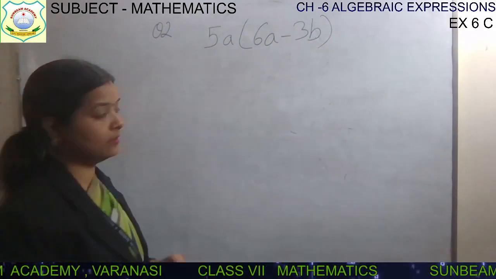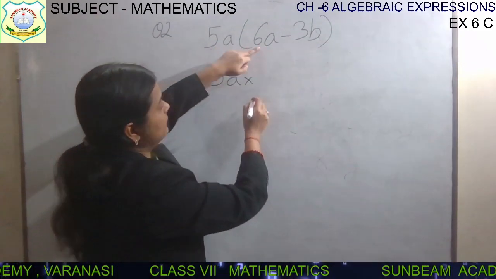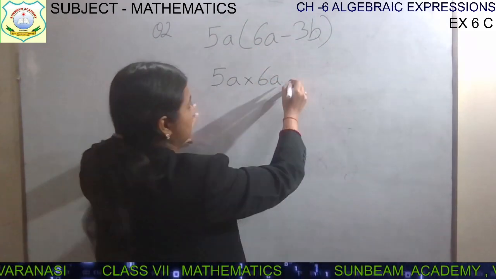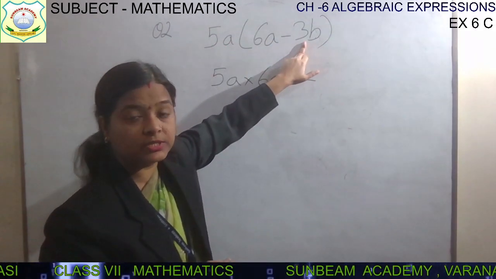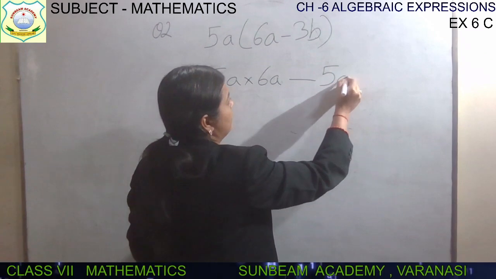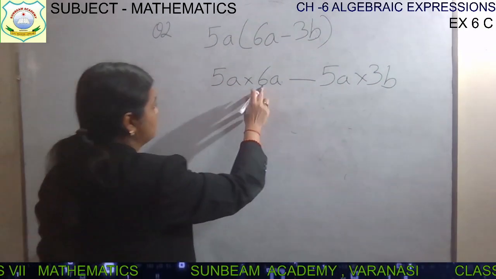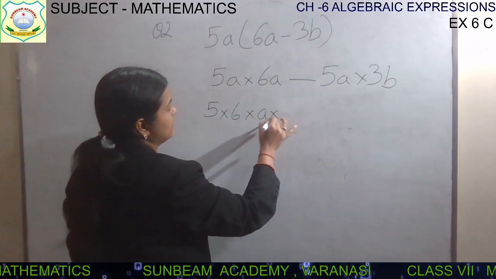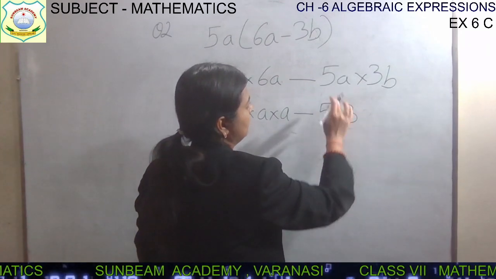So now we will start. First 5a will multiply with 6a. Now we will put this sign. What is the sign? Minus. So put the minus sign. Now again this 5a will multiply with the second term which is inside the bracket. 5a will multiply with 3b. In this way we will solve this. Now 5 into 6. Write the numbers side by side. a into a. The variables side by side. Minus 5 into 3 and then the variables.